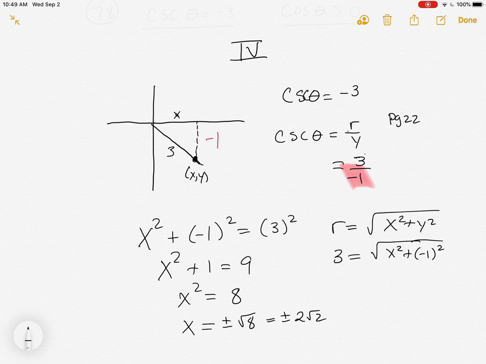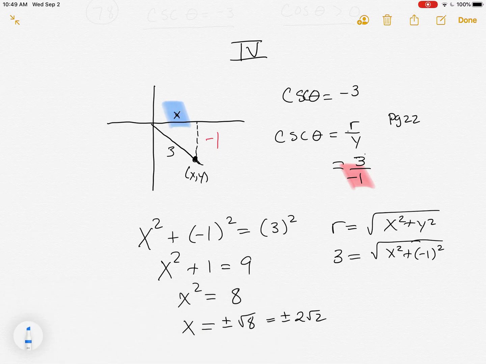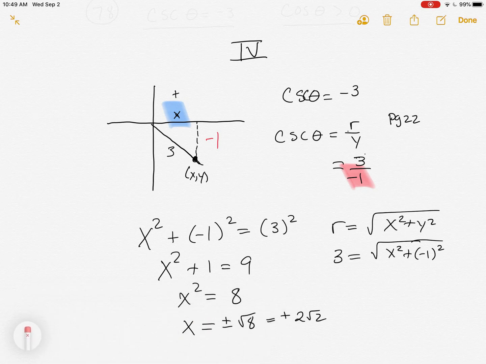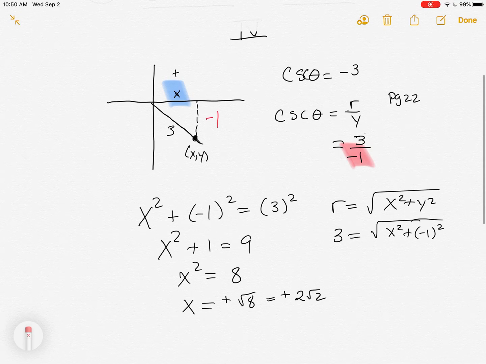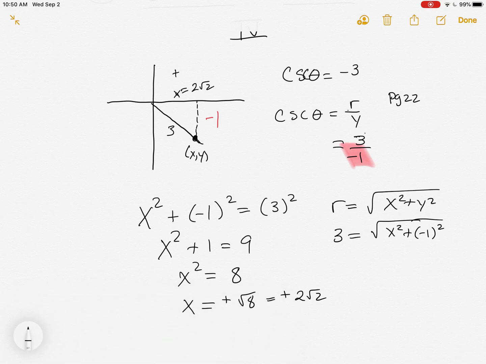Now, it's not going to be plus or minus. It's going to be one or the other. So let's take a look at our x. I'm going to highlight that x in blue. So here's our x distance. Is that a positive x distance or a negative x distance? That's a positive x distance, right? So we are not taking the negative. We're taking the positive result. And so x is equal to positive 2 root 2.